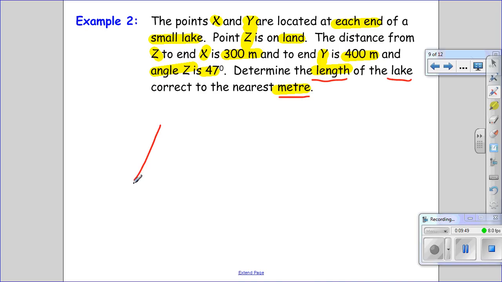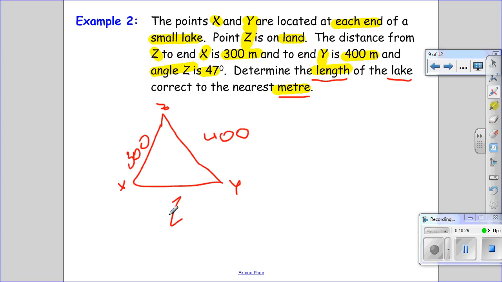So the first thing I need to do is draw a diagram. And I've got the idea it's going to be a triangle because X and Y and Z's on land. It tells me the distance from Z to X is 300. And Z to Y is 400. Couldn't be X to Y because XY is the length of the lake, isn't it? So even if we weren't sure that it was talking from Z to Y, we would have to assume that because we're solving for the length of the lake, which is side Z.